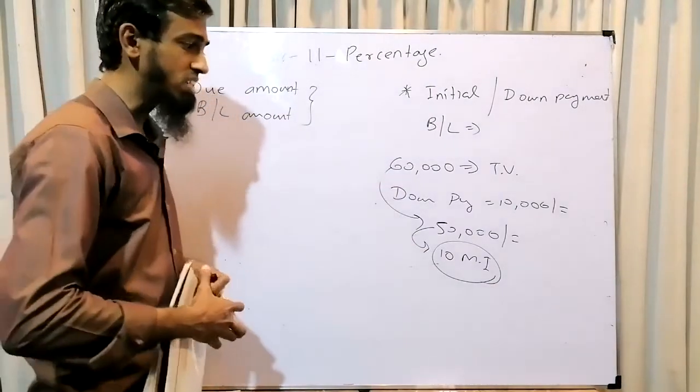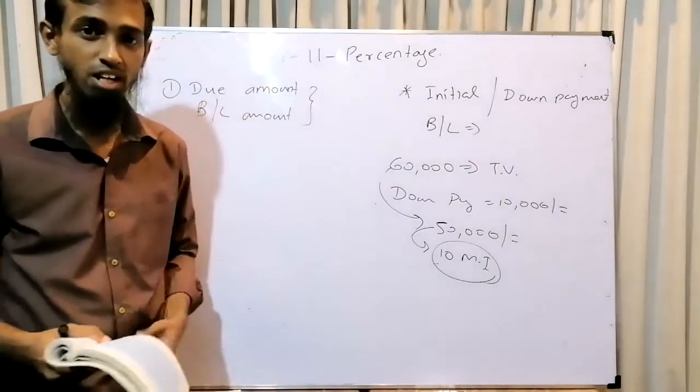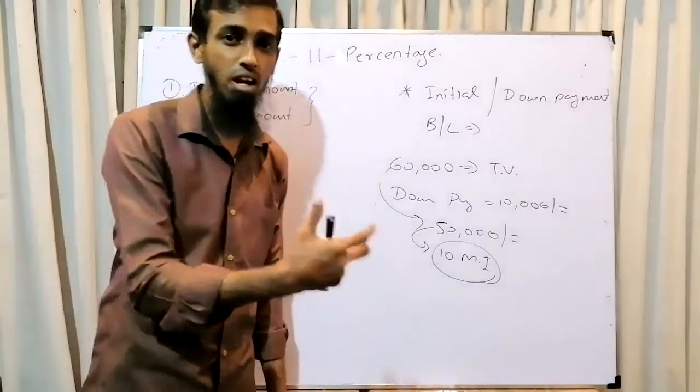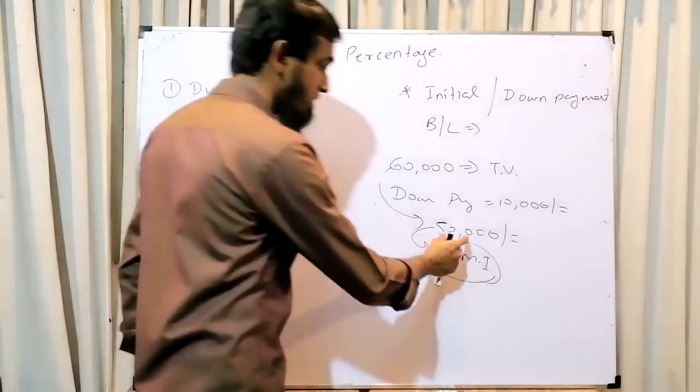So what is the amount for a month? The monthly installment. What is the principal amount? The amount we need to pay is 50,000.